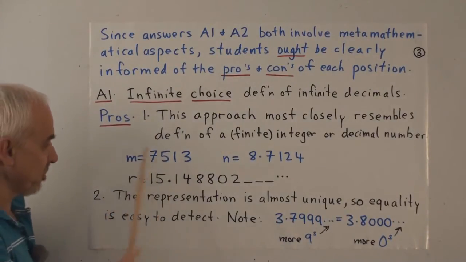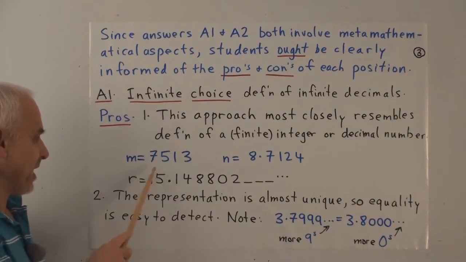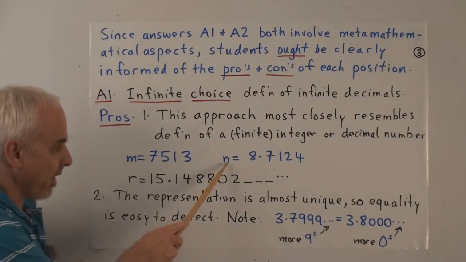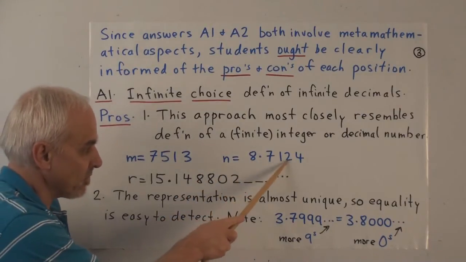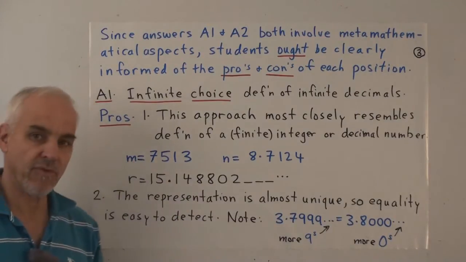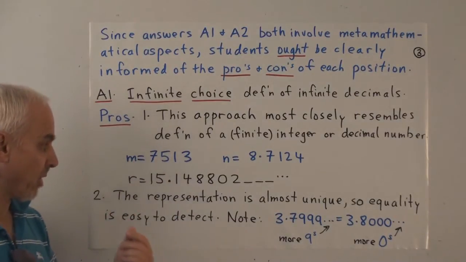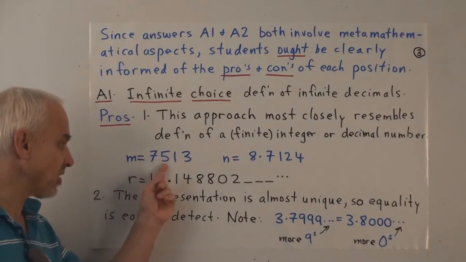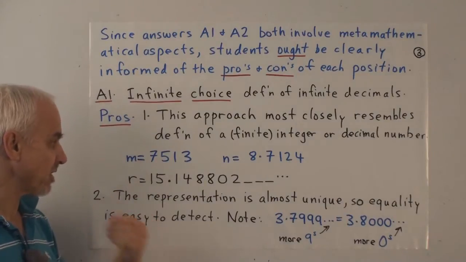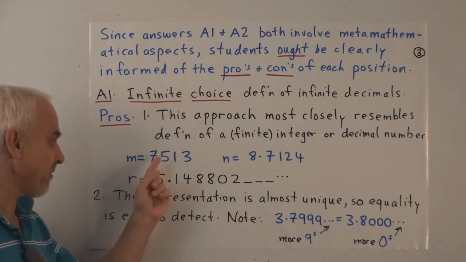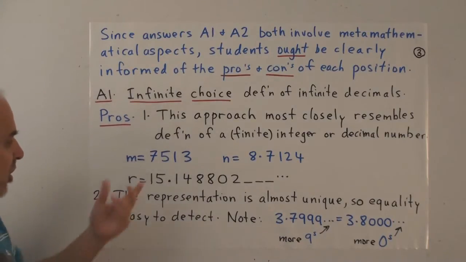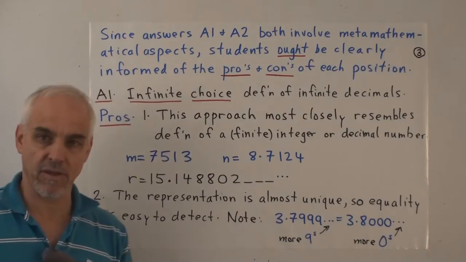If you have a finite integer, well, all integers are finite, say 7,513, or a decimal number 8.7124, then to specify those numbers, ultimately what we want is to list the digits involved. So this number is expressed or specified by listing the 7, the 5, the 1, and the 3. Any other description of this number is somehow secondary.